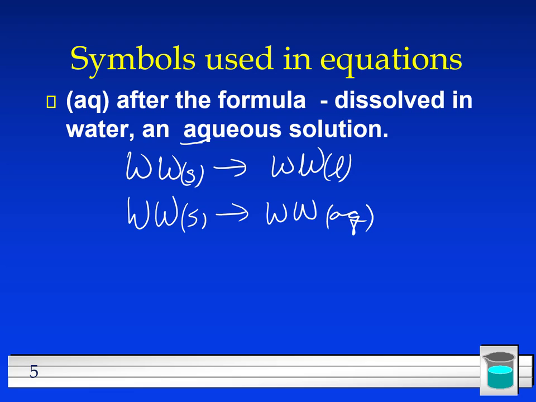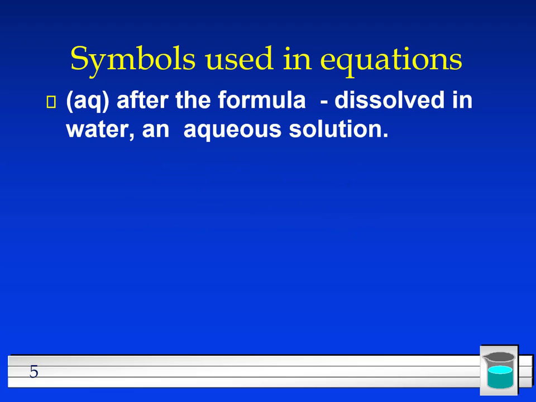Right? See the difference between aqueous and liquid. They're not the same thing. Aqueous, okay? And most reactions happen in water because water tears it apart into pieces so the pieces can touch each other.